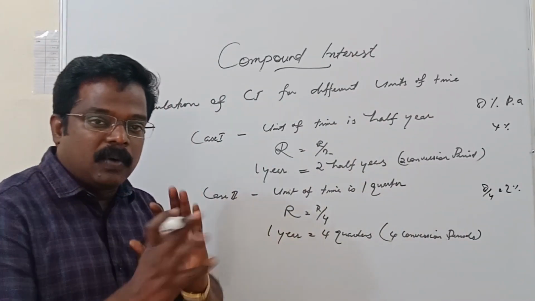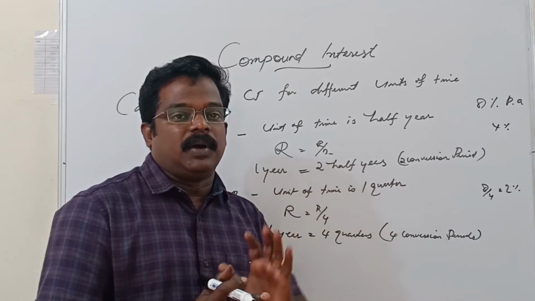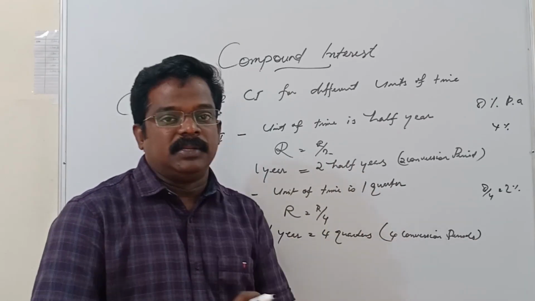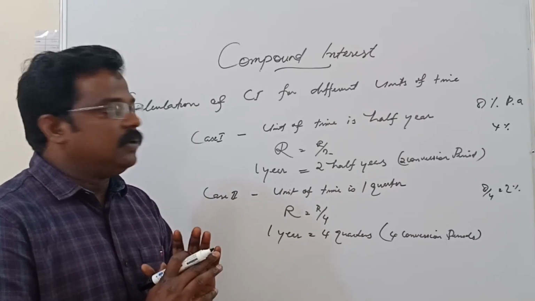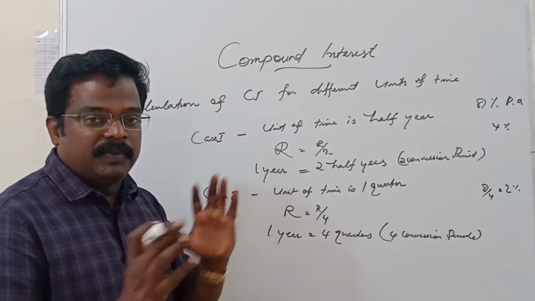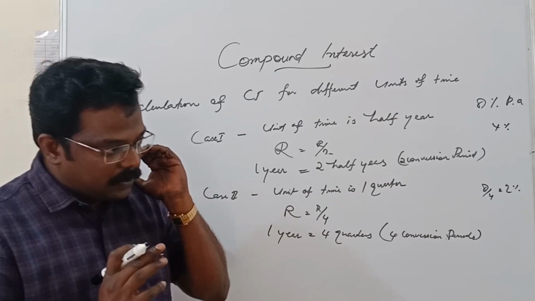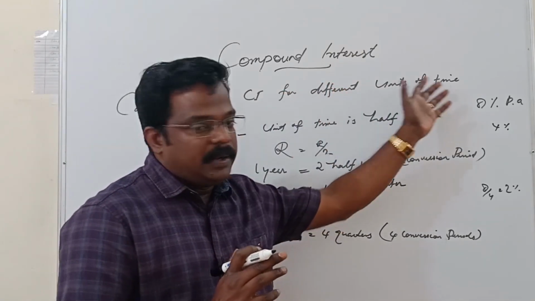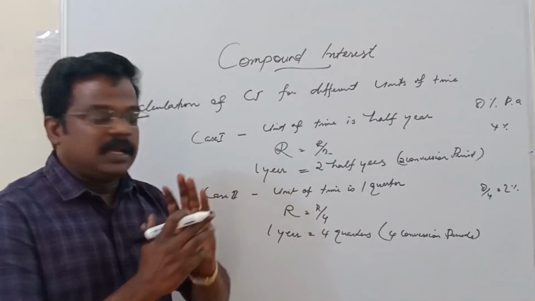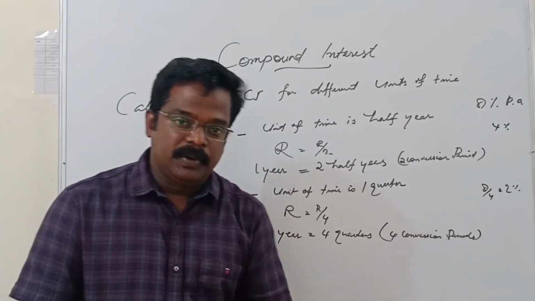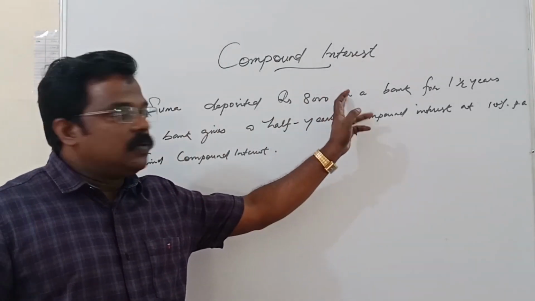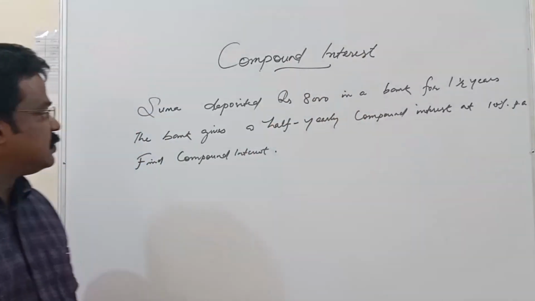So 1 year, how many quarters are there in 1 year? 4 quarters. So 4 conversion periods. So n will be changed to 4. This is one important thing when we calculate. So we have to calculate compound interest per annum, year base, half year base and quarter base also. Okay, so let us solve one question based on this compound interest.